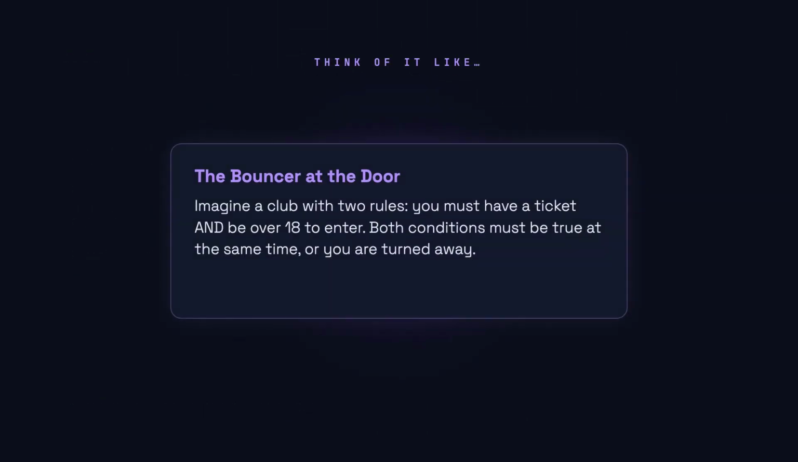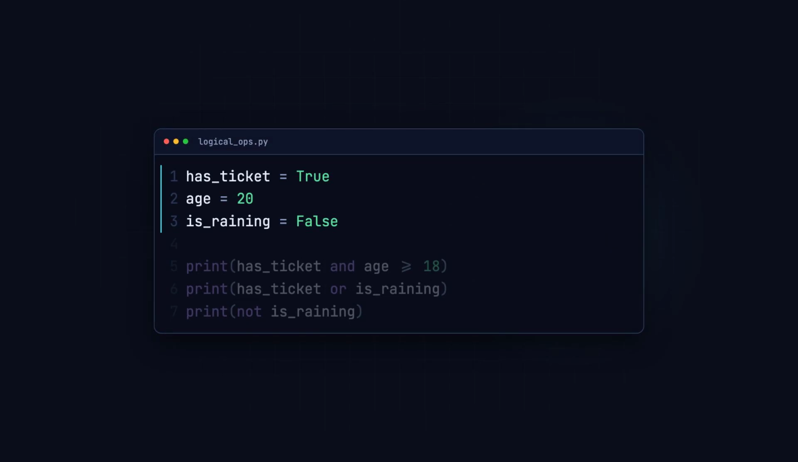Think of a bouncer who checks 2 things at once. You only get in if you have a ticket and you are old enough. That is exactly how the and operator works in Python. We start by creating 3 variables. Has_ticket is true, age is 20, and is_raining is false. These will feed into our logical expressions.